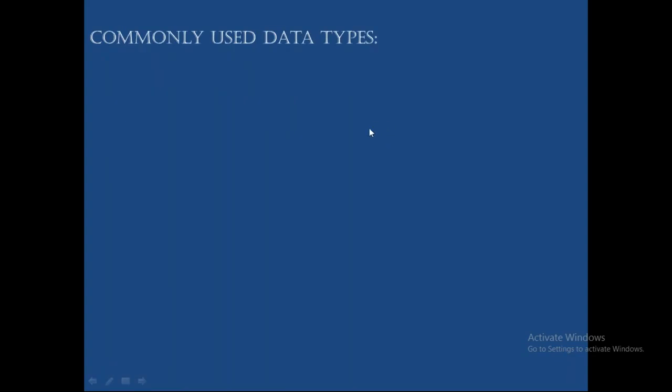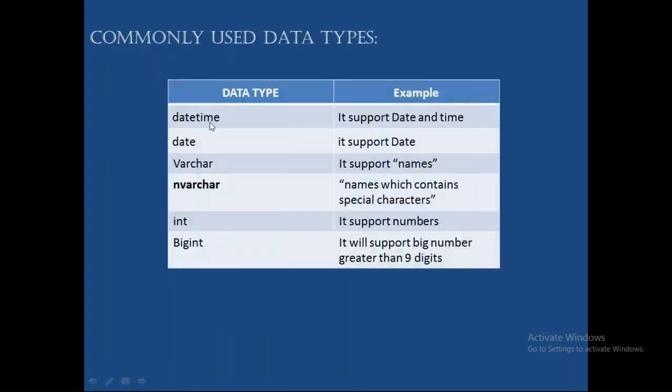Okay, friends. Now you see the commonly used data types. These are very, very important. First, datetime. It supports date and time. Date supports only date. Varchar supports names. For example, datetime means 2020, this month is 11, today is 11, and the current time you can say 07:50:51, something like that. Hours, minutes, seconds. So if you want to provide both date and time in your table, you need to say the data type is datetime.